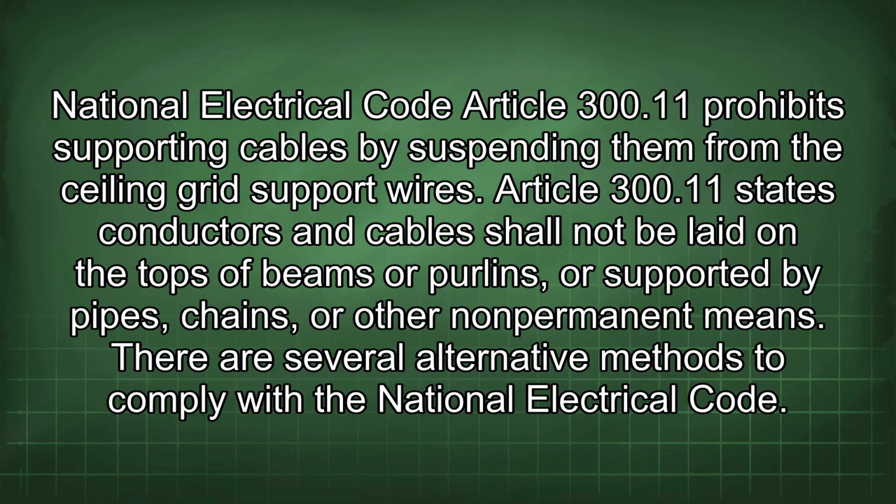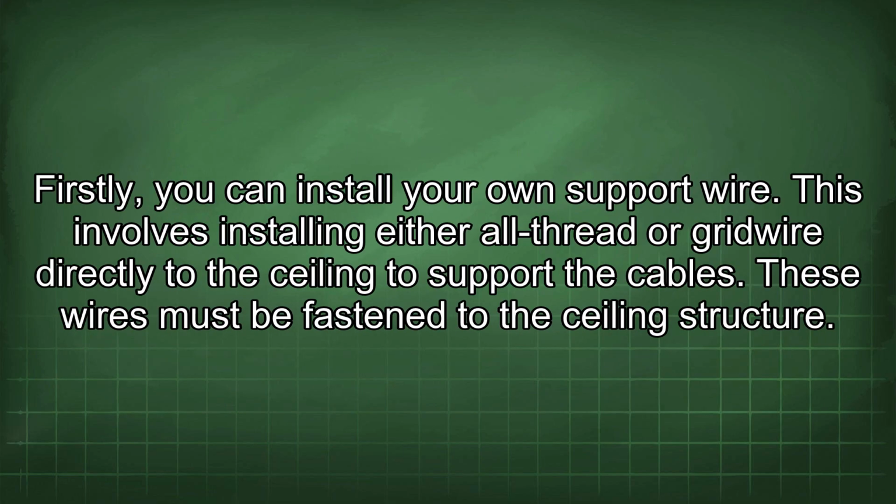There are several alternative methods to comply with the National Electrical Code. Firstly, you can install your own support wire. This involves installing either all-thread or grid wire directly to the ceiling to support the cables. These wires must be fastened to the ceiling structure.